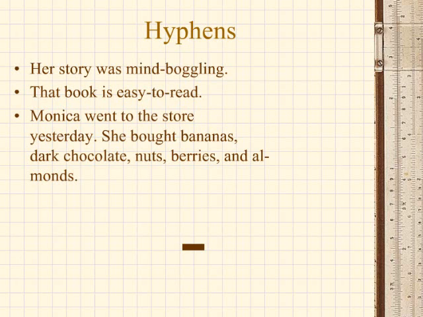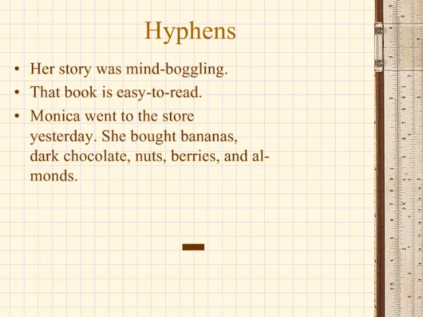You should also use a hyphen to continue a word. For example, if you're typing on a typewriter or handwriting, and you get to the end of the page but don't have enough room to squeeze in a word, you would use a hyphen like this. Monica went to the store yesterday. She bought bananas, dark chocolate, nuts, berries, and al- Do you see how we use the hyphen after the "al" to show that the word is not finished yet?